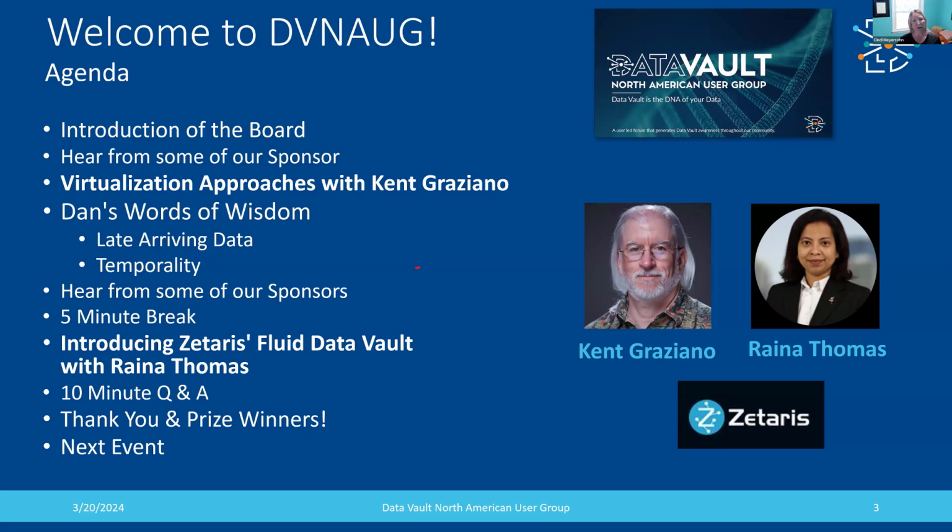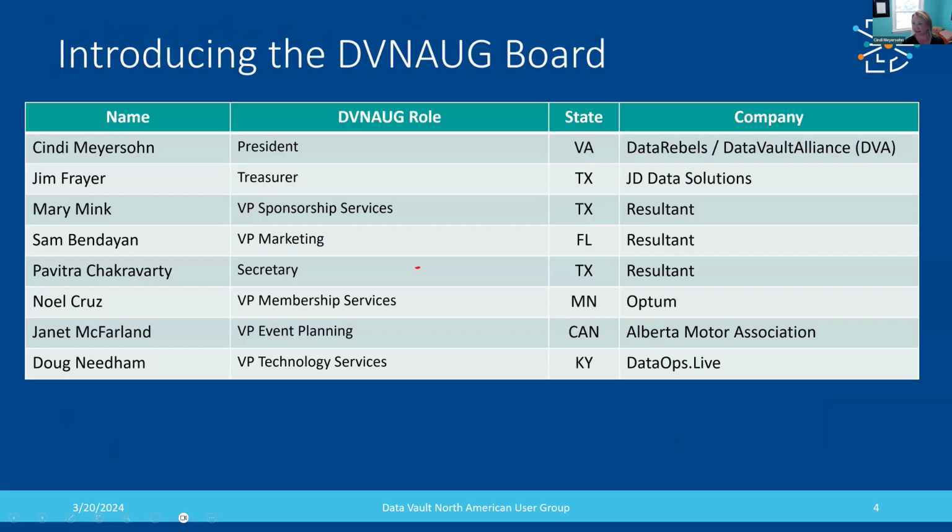Next, Mary is going to introduce our final set of sponsors before we move into a 5-minute break. After the break, we're going to return, and Kent's going to introduce Raina Thomas from Zataris. Raina's going to be introducing a somewhat new feature in Zataris known as Fluid Data Vault. She'll correct me if I'm wrong. Then we'll have about a 10-minute Q&A. We're going to draw the prizes and announce our winners, and then we're going to wrap it up with a little announcement on what our next event's going to be. With no further ado, I'm going to turn it over to Pavitra.